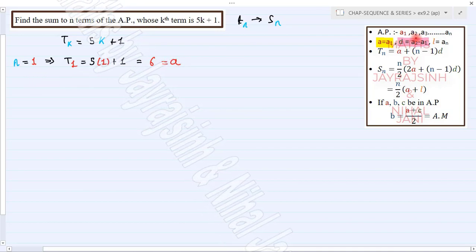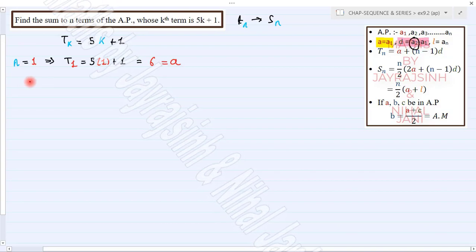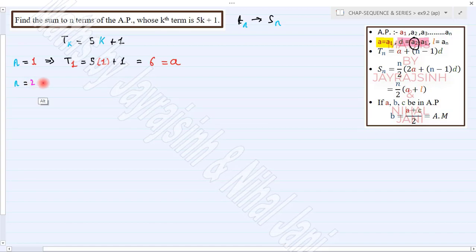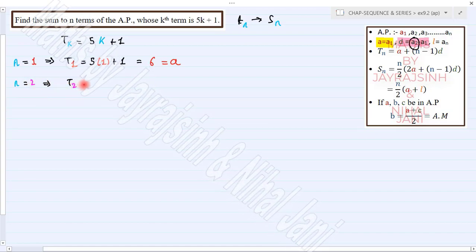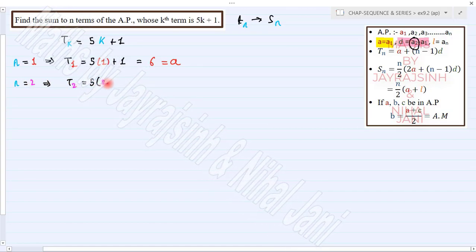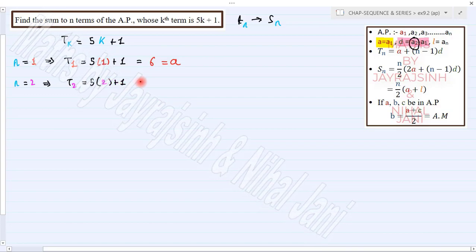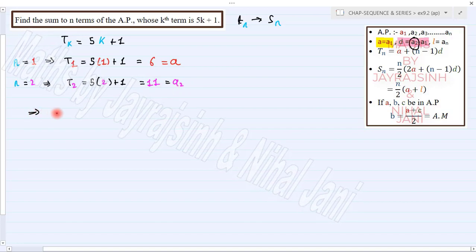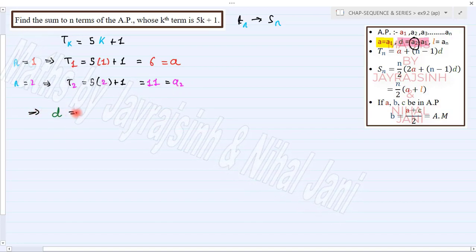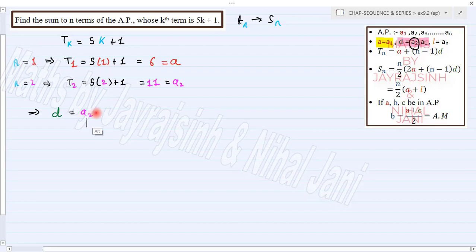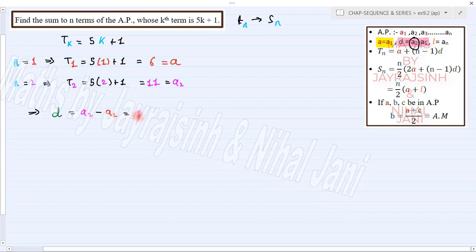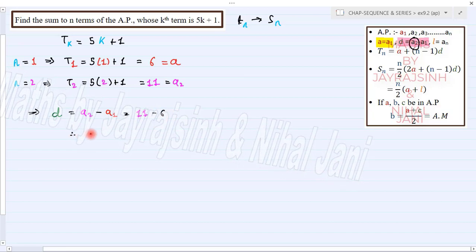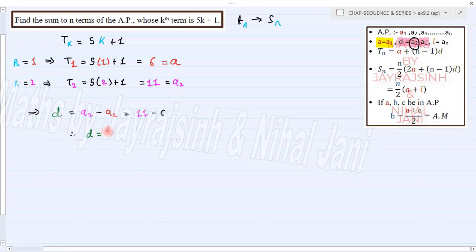Similarly, to obtain the common difference, we need the second term. To obtain the second term, we have to take n is equal to 2. So, we'll get t2 is equal to 5 into 2 plus 1. So, we'll get 11 as the second term, which will be helpful to obtain the common difference, which is the difference between the second term and the first term. 11 minus 6, or we can say your common difference will be 5.